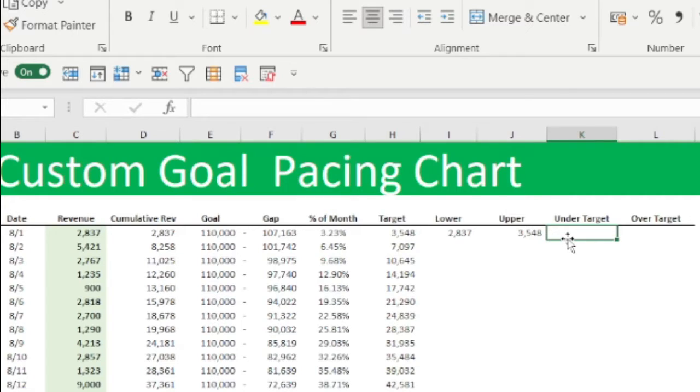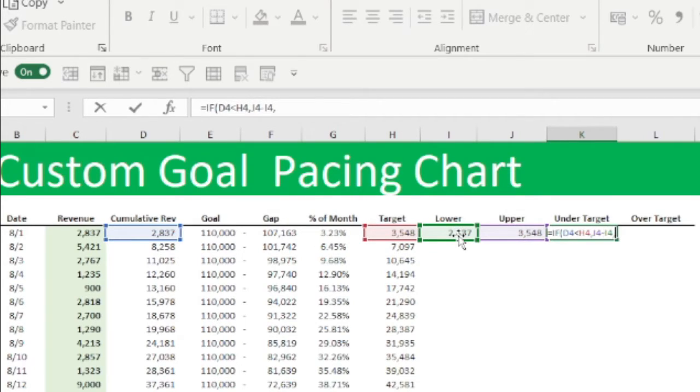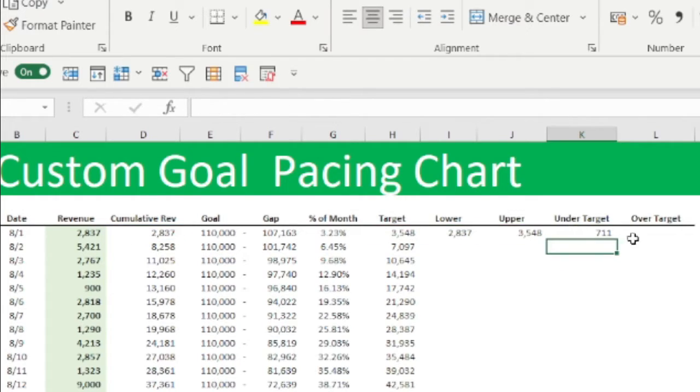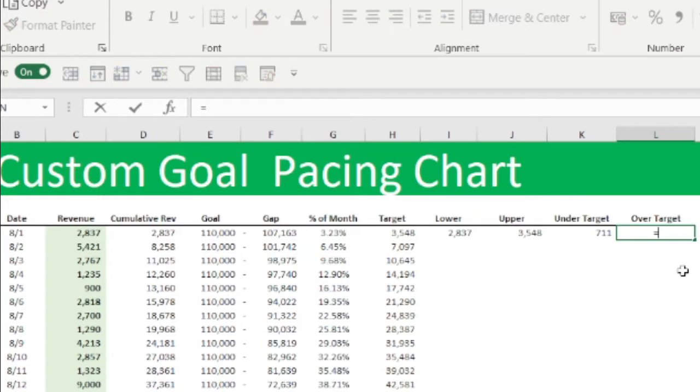If the cumulative, here we're going to put a logical test, is equal to if the cumulative revenue is less than, let's start with under. If this one is less than the target, which means we shall be under, then we shall have the upper minus lower. Then if not, we should have blank. That is one.